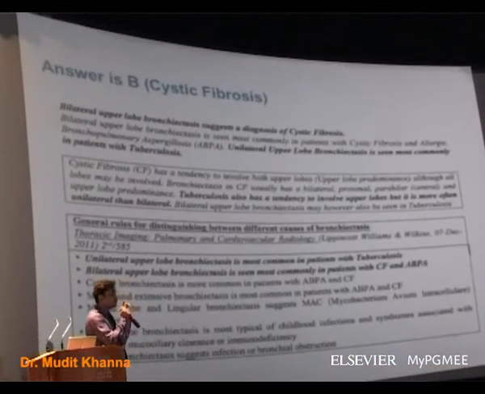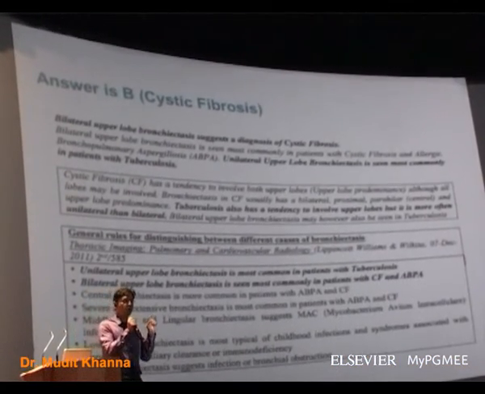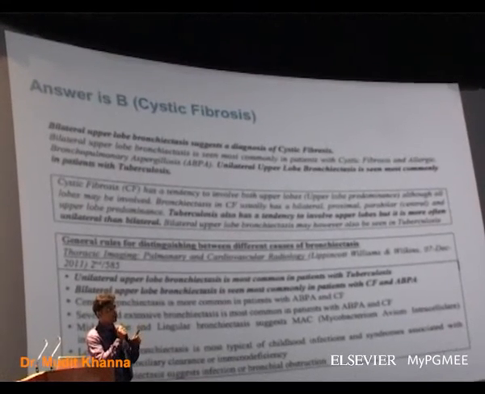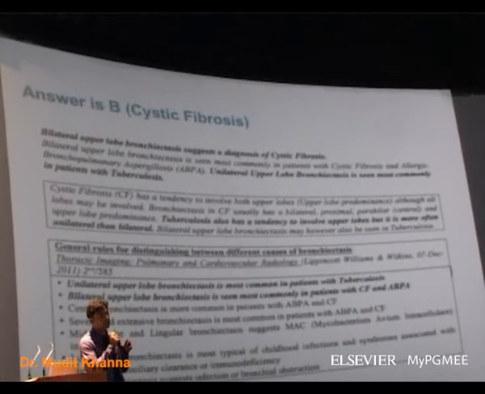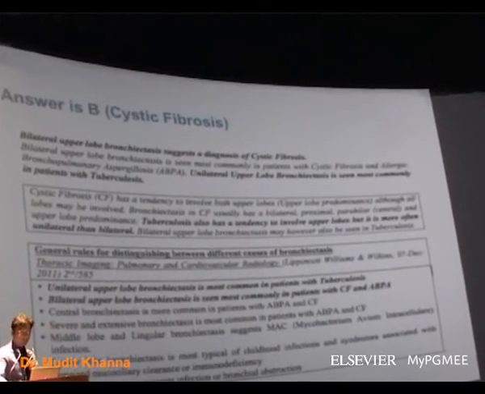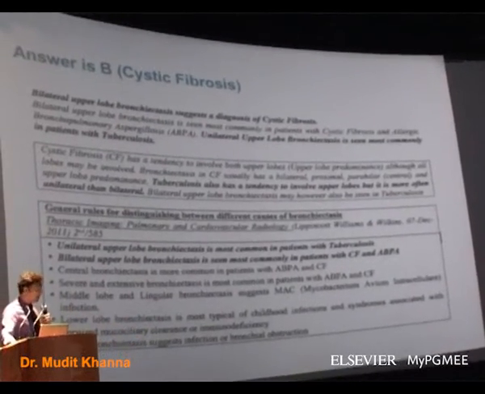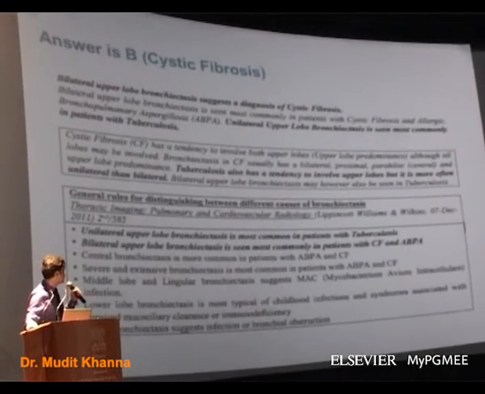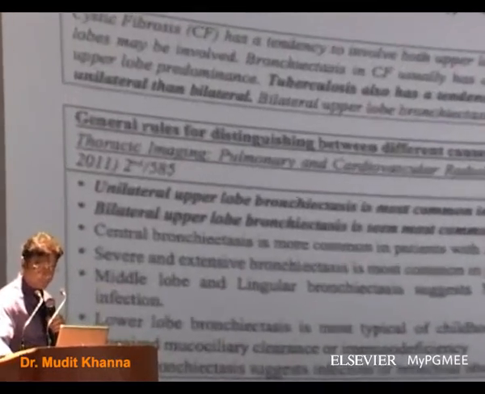What you need to remember is unilateral upper lobe bronchiectasis, the answer is tuberculosis. Bilateral upper lobe bronchiectasis, the answer is cystic fibrosis. Cystic fibrosis and ABPA are the two most common causes of bilateral upper lobe, and I've written down whatever is there, and when we send it to you, you can read it in detail.